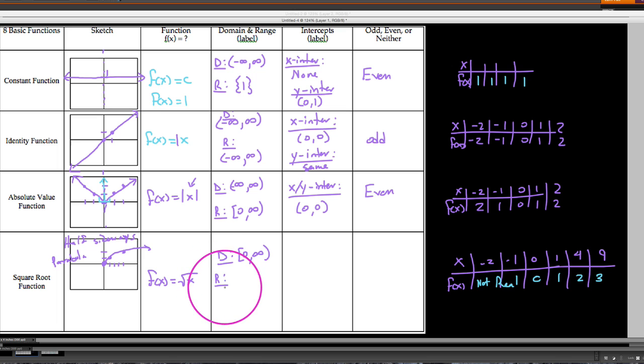So we can see here that our range, if it's going to keep going up forever and ever, we could say that the range of values that it crosses on the output axis would be from 0 up to infinity as well. And in terms of x and y intercept, again, we have 0, 0 at the origin. And is this even or is it odd or is it neither? This is going to be a neither type of function.